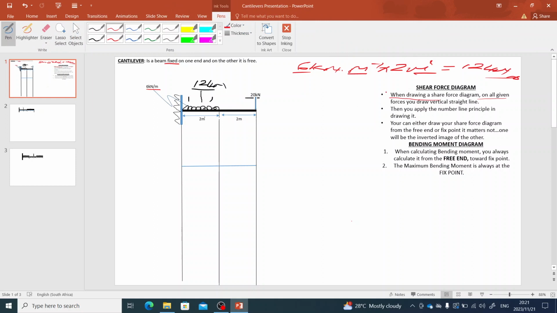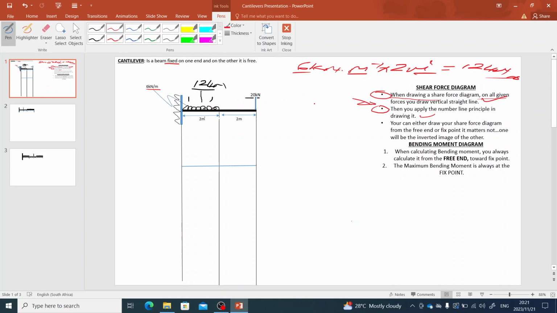Right. This is point number one. We did exactly that. When drawing a shear force diagram, on all given forces you draw a vertical straight line. Check. We did that. Then you apply the number line principle in drawing your shear force diagram. What is the number line principle, as I would normally call it?